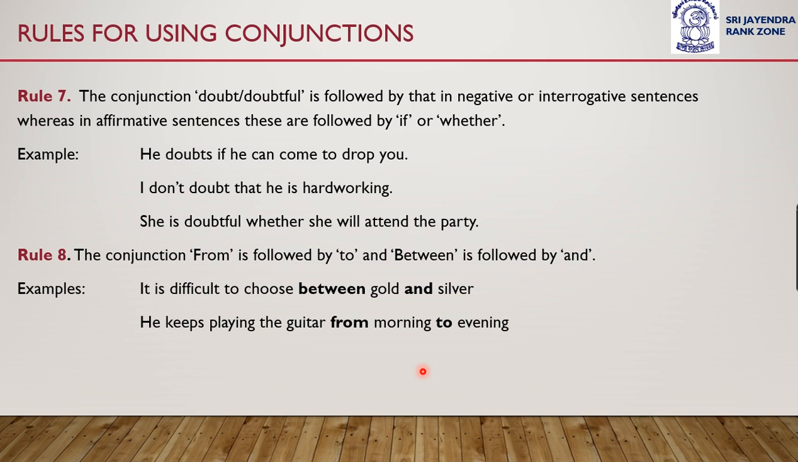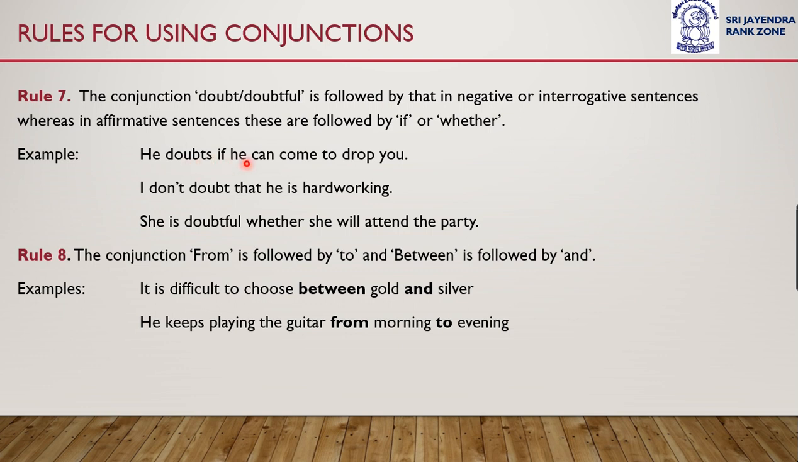Let's move on to rule number 7. The conjunction doubt or doubtful is followed by that in negative or interrogative sentences, whereas in affirmative sentences these are followed by if or whether. So, if our sentence is negative or interrogative in nature, then doubt or doubtful will be followed by that, while in affirmative sentences it would be followed by if or whether. For example, he doubts if he can come to drop you.